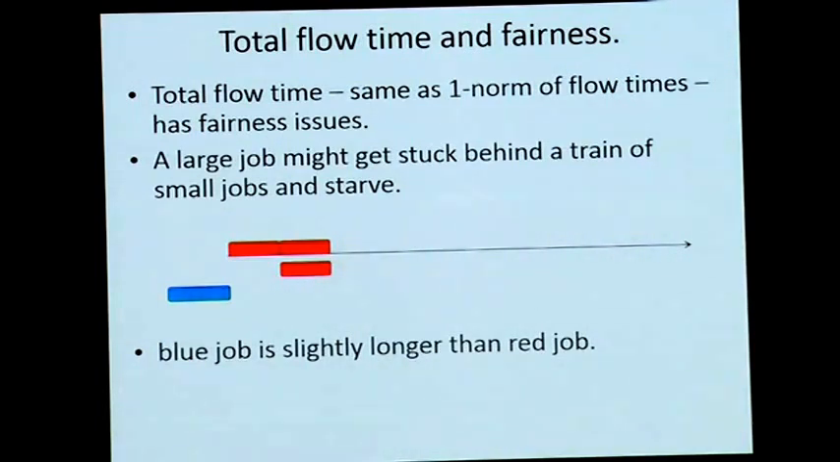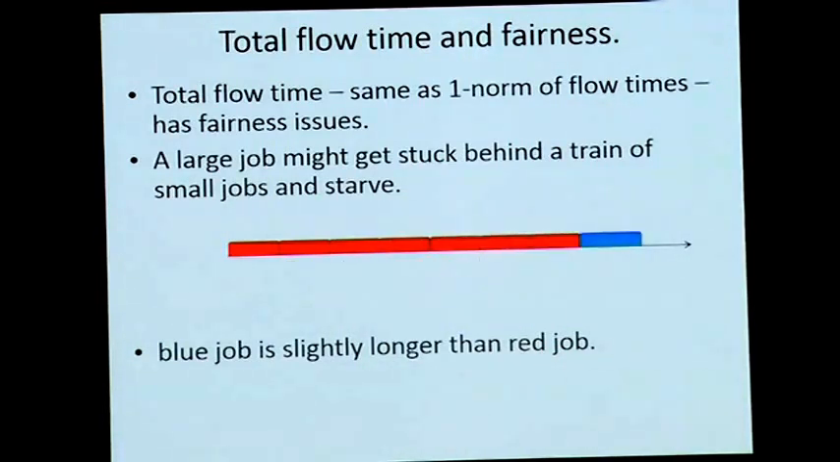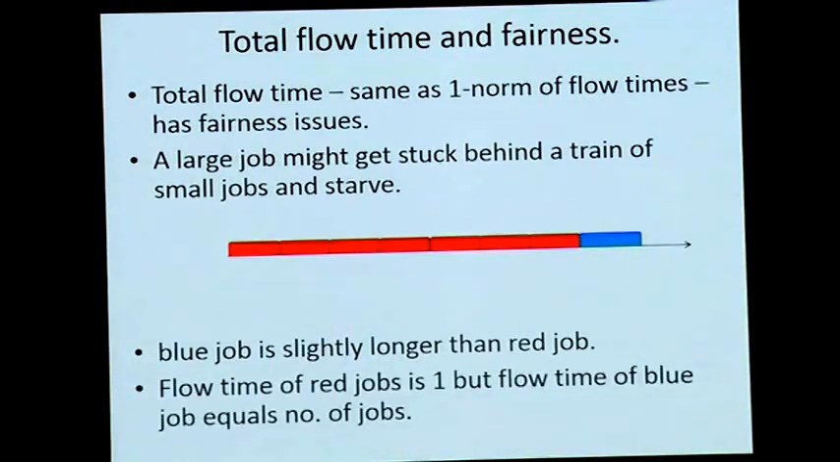Time 2, same thing repeats. And the poor blue is stuck there, right? Because it's just slightly larger than the red. So I can continue like this forever. The red jobs are all seeing a response time of 1, best possible. The moment they arrive, they're scheduled and finished. The blue job is seeing a response time equal to the total number of jobs, in fact, which could be 1 million jobs.